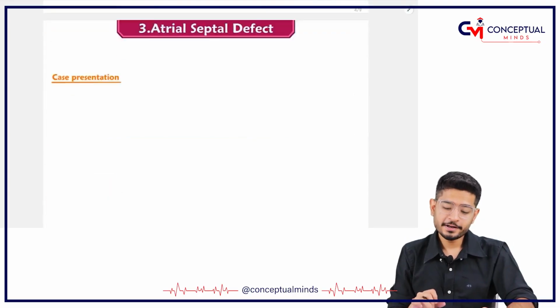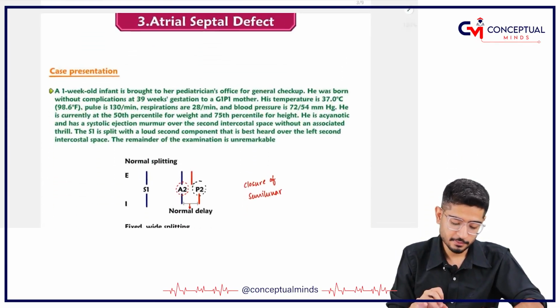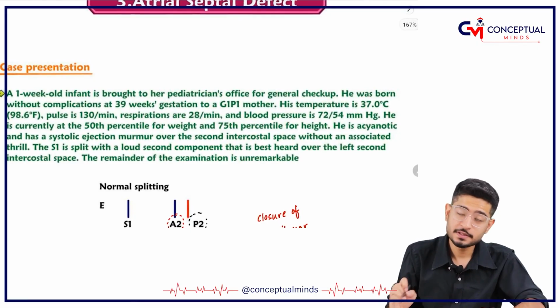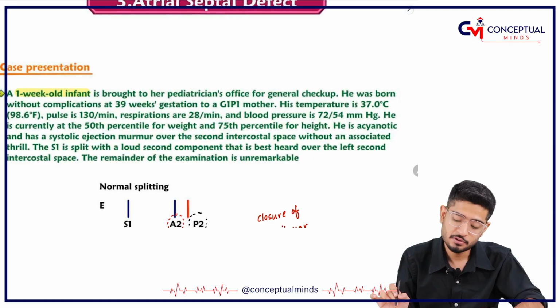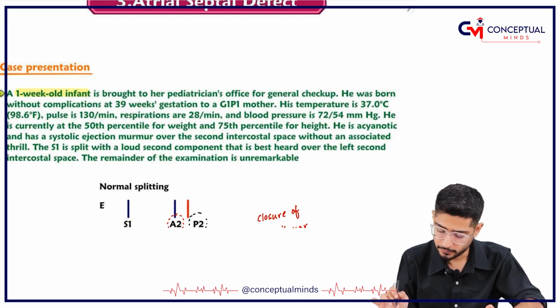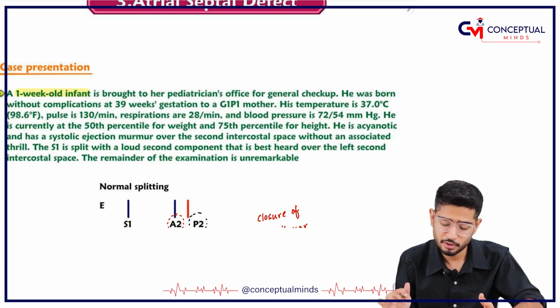Alright guys, now it's the correct time to understand the case presentation. So what is there in the case presentation? A 1-week-old infant is brought to the pediatrician's office for a general checkup. He was born without complications at 39 weeks gestation. His temperature is 37, that is normal. Pulse is 130, that's normal. Respiration is 28, it's absolutely fine. Blood pressure is 72/54, that's also normal. Currently at the 50th percentile of weight and 75th percentile of height, considered quite normal.